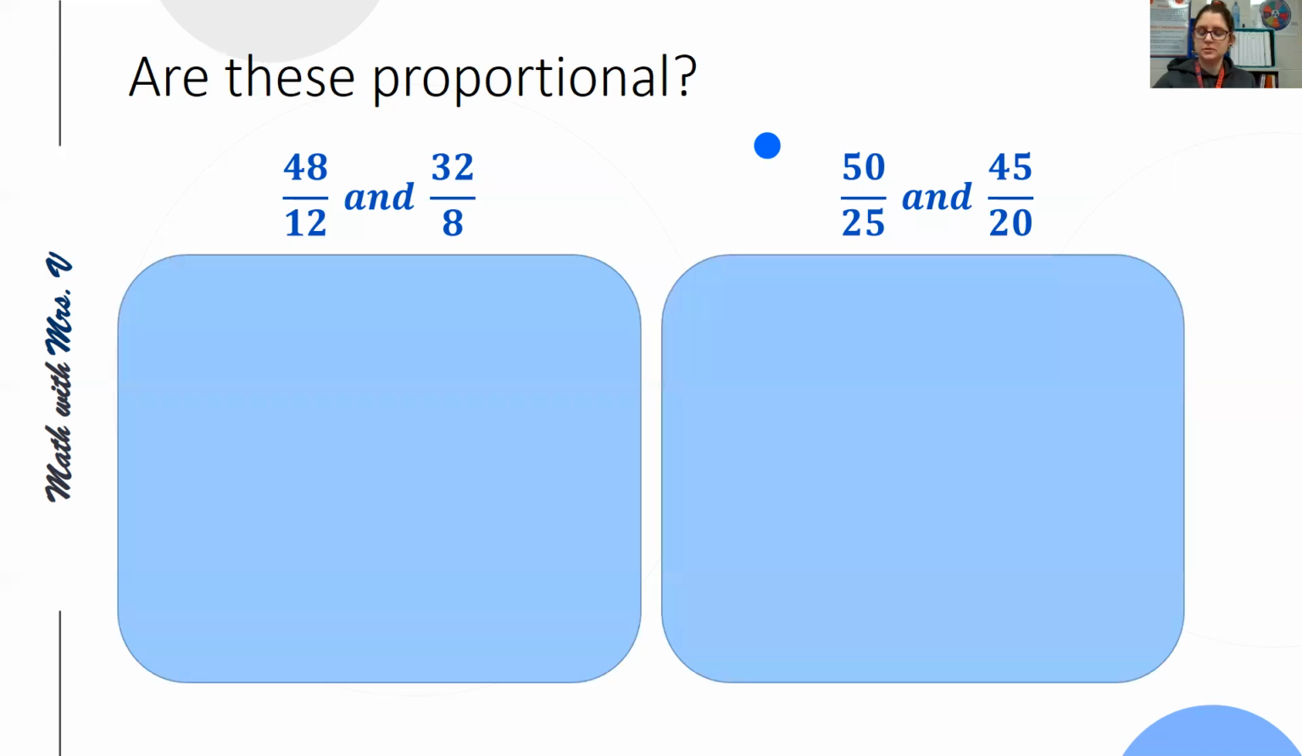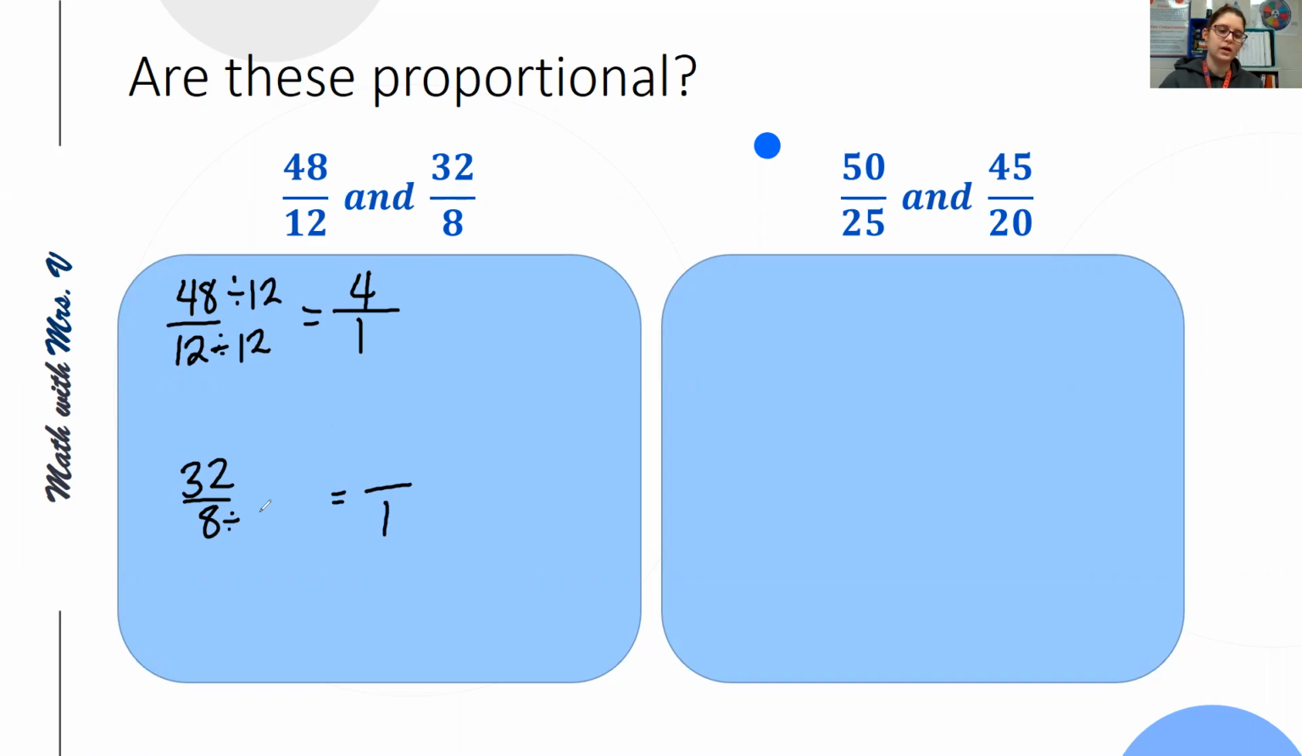So let's look at these examples. Are they proportional? Do they have the same unit rate? So let's jump right in. We have 48/12. So we want to find its unit rate, something over 1. So we're going to divide both by 12. 48 divided by 12 is 4. So my unit rate is 4/1. For my next one, I have 32/8. Again, we're looking for our unit rate, which is over 1. I'm going to divide both by 8. 32 divided by 8 is 4. So these are proportional.